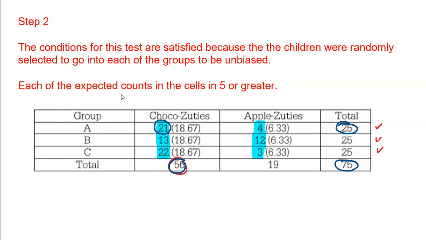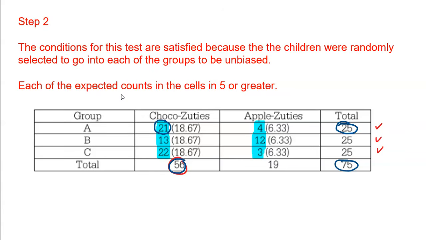And if you do that for each one of these cells, you will get the 18.67 for these 3 on the left and the 6.33 for the 3 on the right. Now again, I needed to check my expected values because that second condition is that the expected counts all have to be 5 or more, and the 18.67 and 6.33 are all 5 or more, so we check that out.